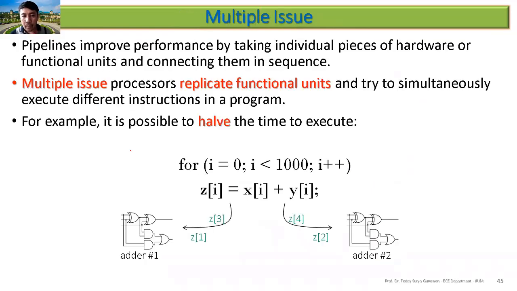The other thing is multiple issue. Pipelining improves performance by taking individual pieces of hardware or functional units and connecting them in sequence. But multiple issue processors replicate the functional units and try to simultaneously execute different instructions in the program. So for example, it is possible to halve the time to execute, which is even better, but remember that you need to have something like this.